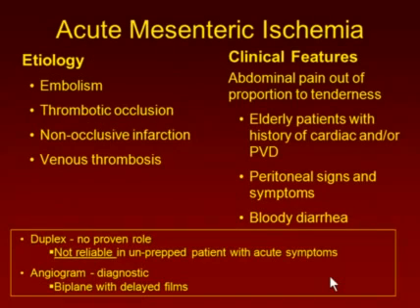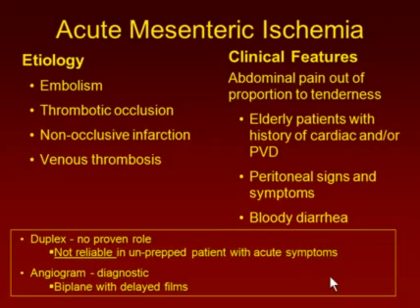The etiology of acute mesenteric ischemia is usually embolic or thrombotic. Can be caused by venous thrombosis. Duplex has no real proven role in this. It's not a reliable test in unprepped patients with acute symptoms, and usually these people are diagnosed with biplane angiography.